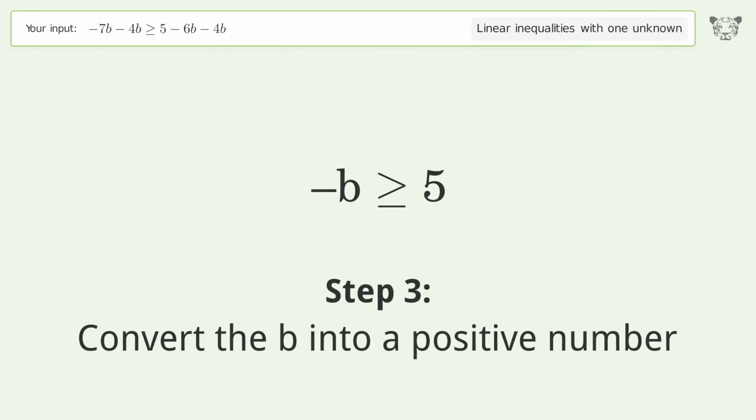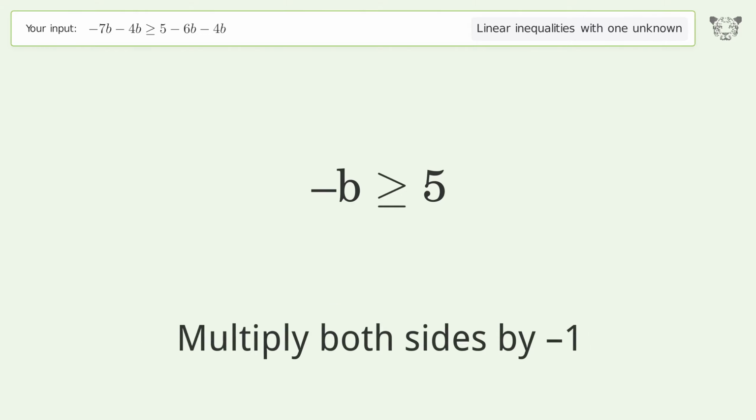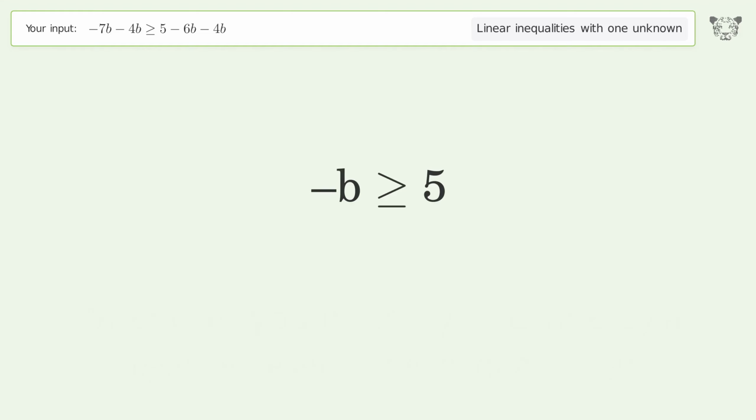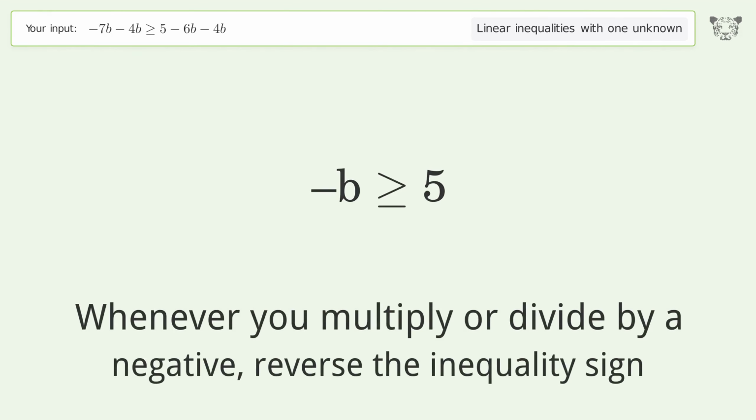Convert the b into a positive number. Multiply both sides by -1. Whenever you multiply or divide by a negative, reverse the inequality sign.